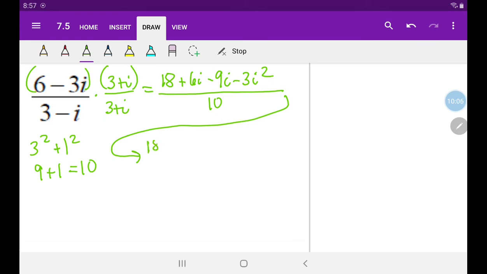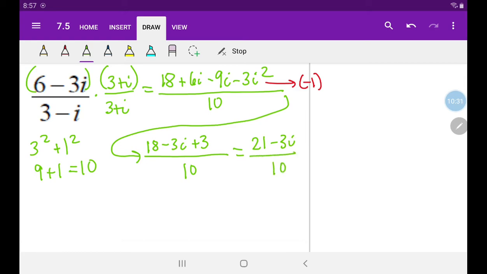So I've got my 18, 6i minus 9i. That's negative 3i. Negative 3i squared, remember, i squared is the same thing as a negative 1. So that negative there is going to reverse that negative that's in the problem. So that's going to turn into a plus 3 all over 10. And so this turns into, well, 18 plus 3, we've got 21 minus 3i over 10.